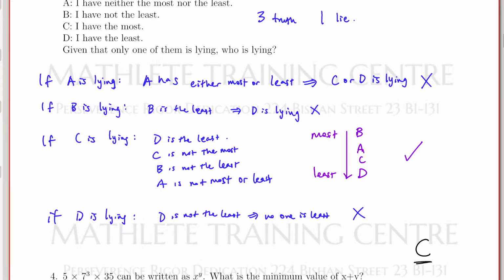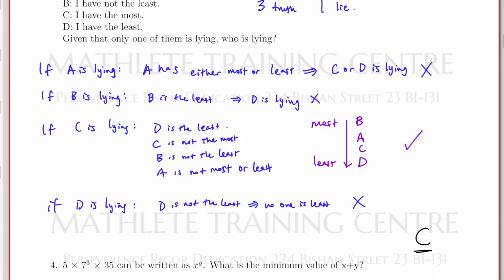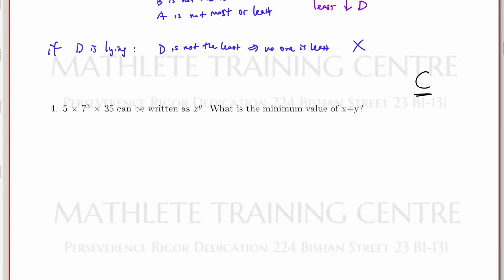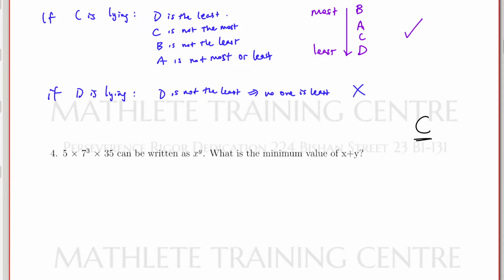Okay, let's move on to question number 4. Question number 4 says this thing. You have 5 times 7 cubed times 35. And this can be written as x to the power of y. What is the minimum value of x plus y?